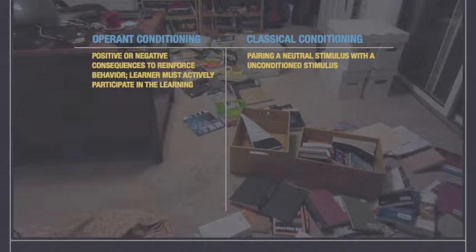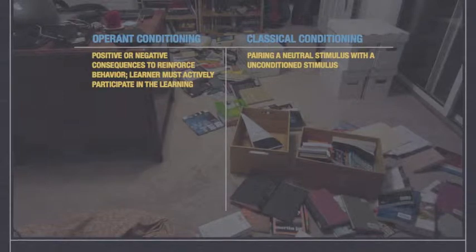On the other hand, operant conditioning, sometimes called operant learning, works using a positive or negative consequence to reinforce behavior. In contrast to classical conditioning, operant conditioning requires the learner to actively participate in the learning process. A good example of the use of operant conditioning in advertising is coupons. The consumer receives a reward, a discount, for behaving in a desired way, buying the product.